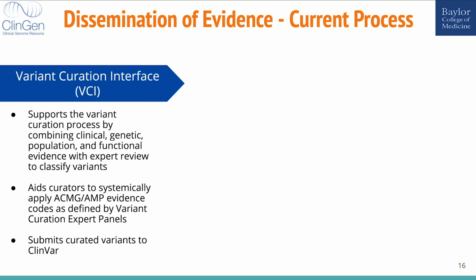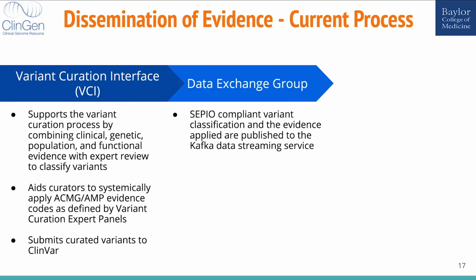So VCI, as you all know, supports the variant curation process by combining clinical, genetic, population and functional evidence with expert review to classify variants. It aids curators to systematically classify variants using the ACMG AMP evidence codes, and it submits curated variants to ClinVar. Besides submitting to ClinVar, VCI submits a PO-compliant variant classification document with all the evidence statements into the Kafka data streaming service provided by the Data Exchange Group.